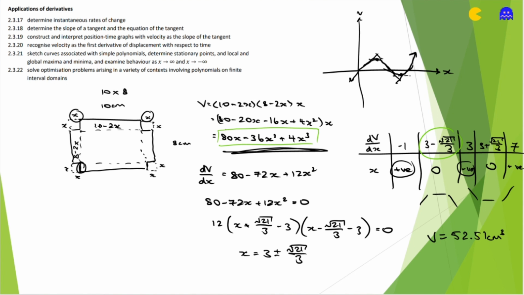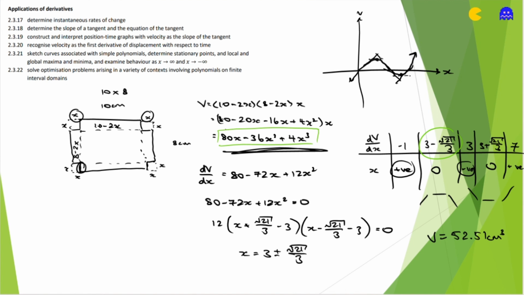So we've kind of looked at solving optimization problems there with sketching curves associated with simple polynomials, determining stationary points and local and global maxima and minima. With this cubic function that we've got here, we can see that as x tends towards positive infinity, we can have that tending towards positive infinity, negative infinity. However, if we've got an x tending towards positive infinity, we can see that volume seems to be getting maximized here, right? We've got volume tending towards infinity as x tends towards infinity.